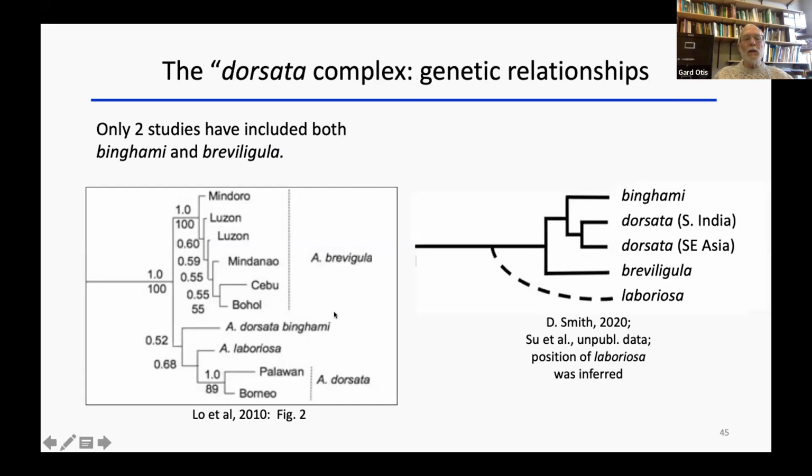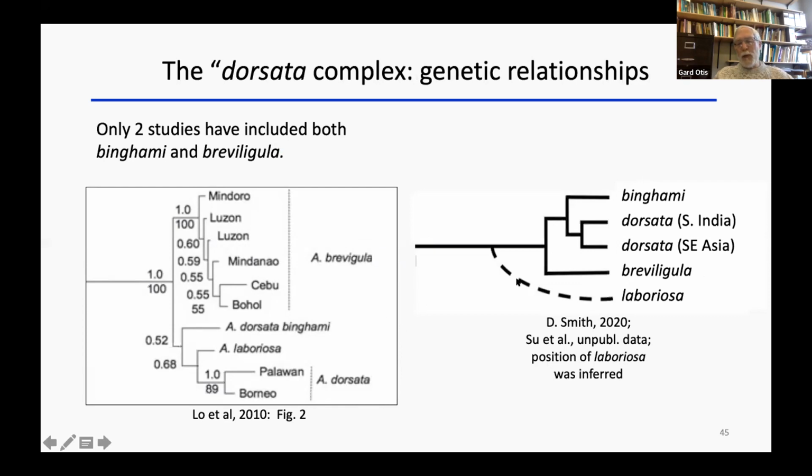Lowe et al. have Breviligula as being the sister group to the other 2. In Deb Smith's analysis, she has Breviligula as the sister group to the other 2. What is somewhat unsatisfying in these 2 analyses is that Lowe et al. have Laboriosa here embedded within the Dorsada complex. And from everything we've presented here today, that clearly is not going to hold up.